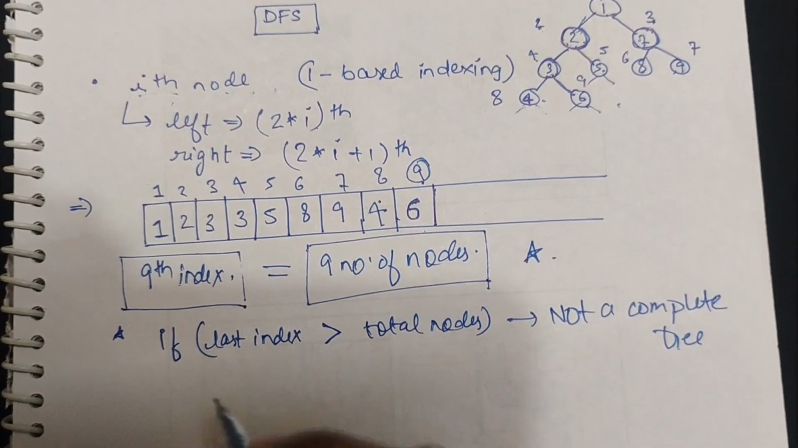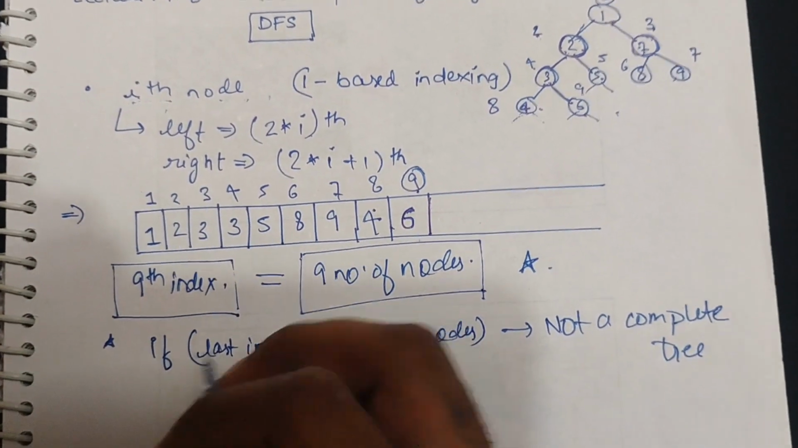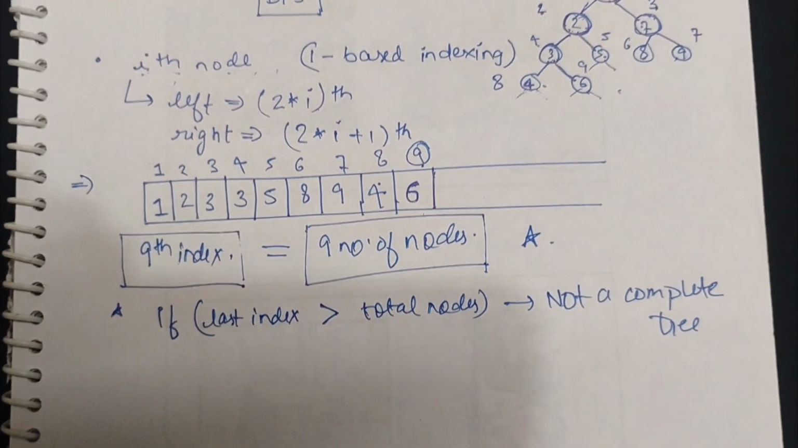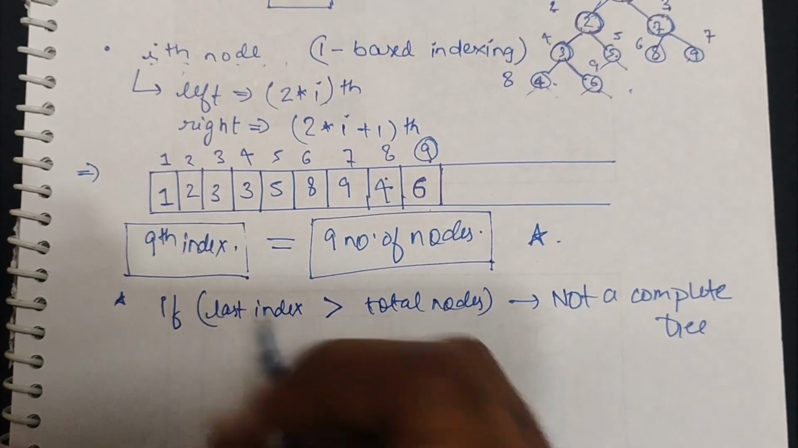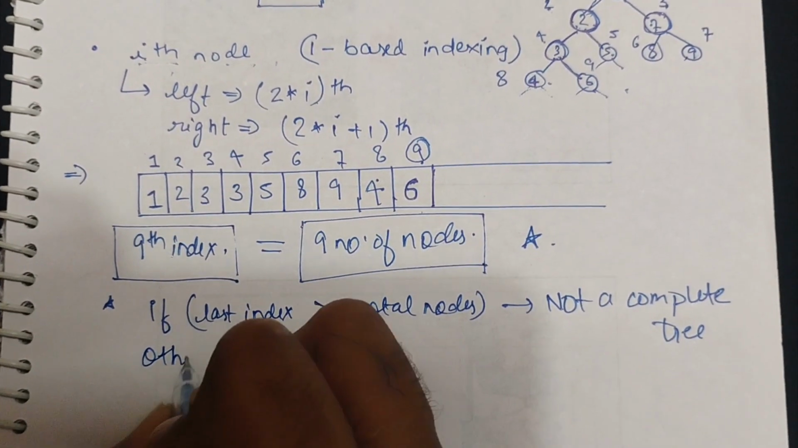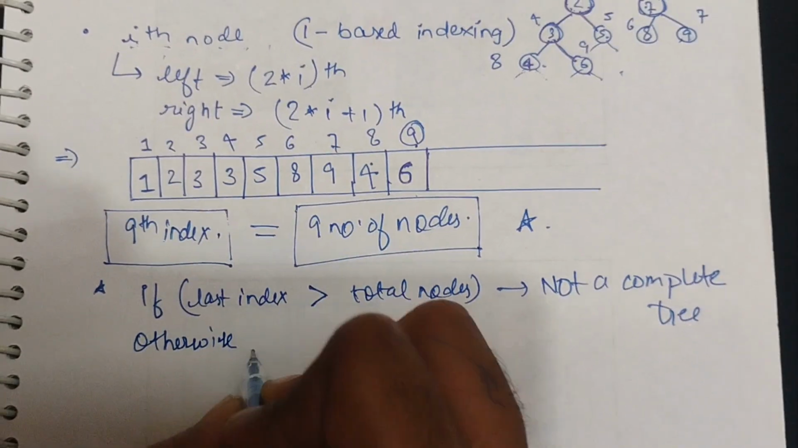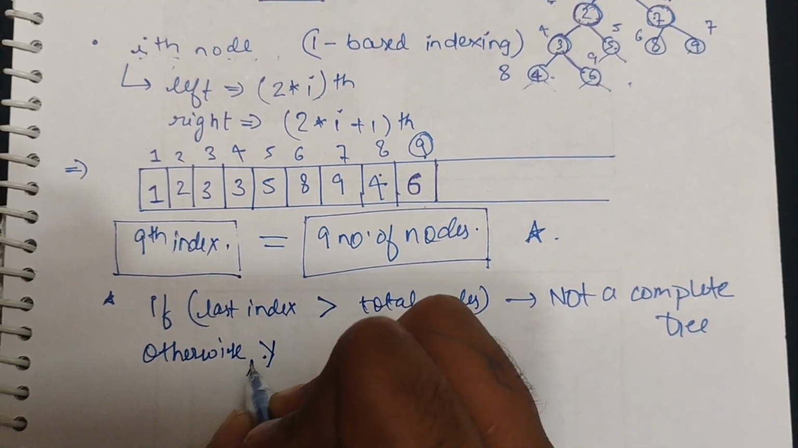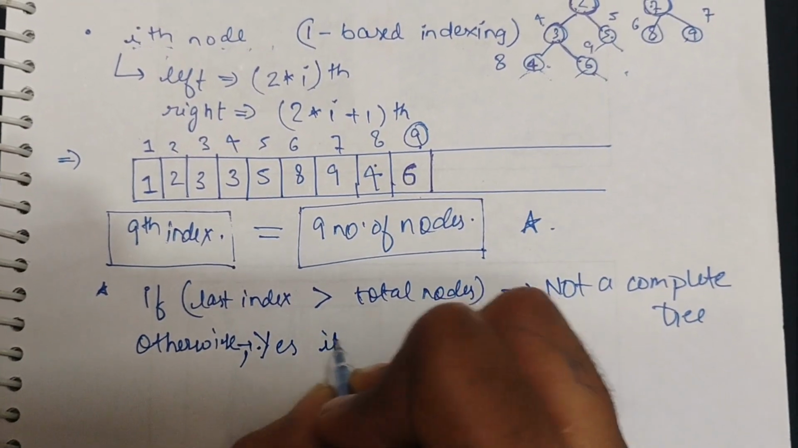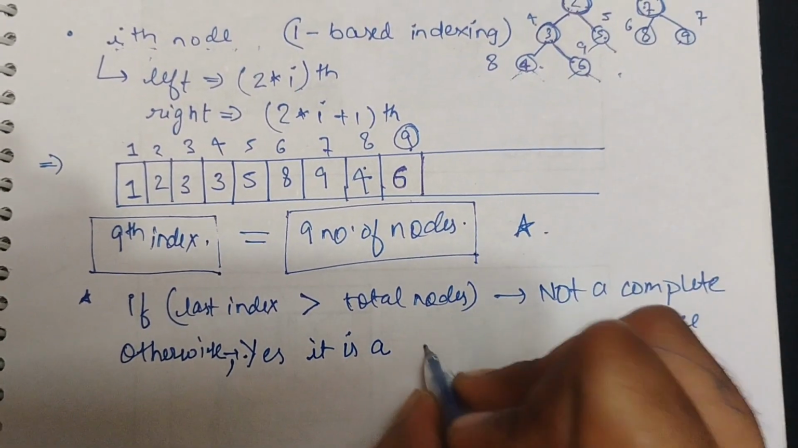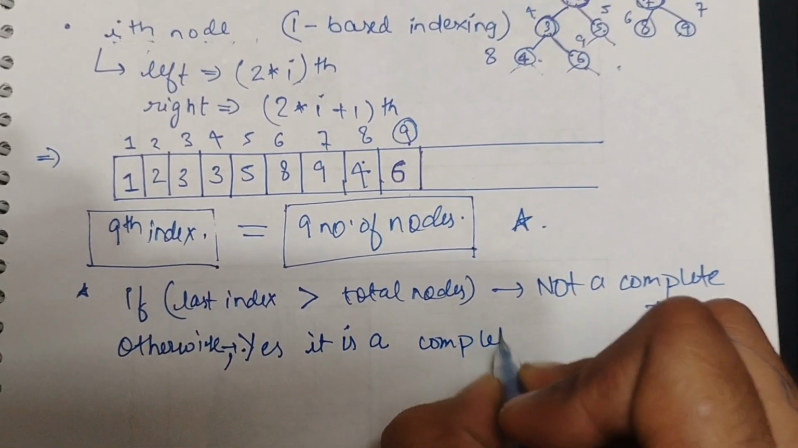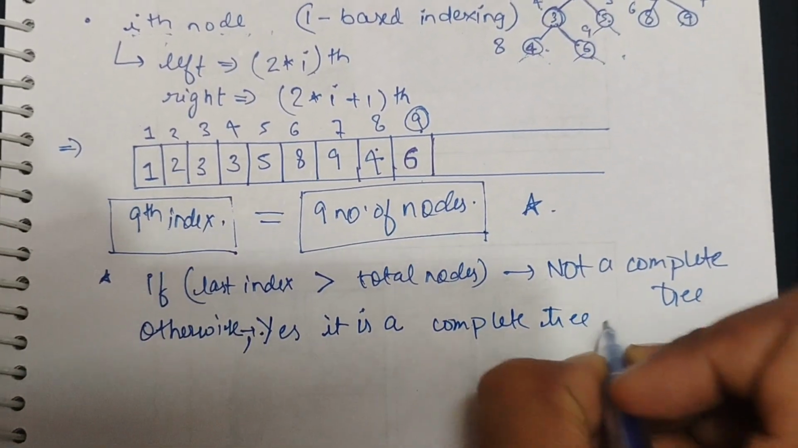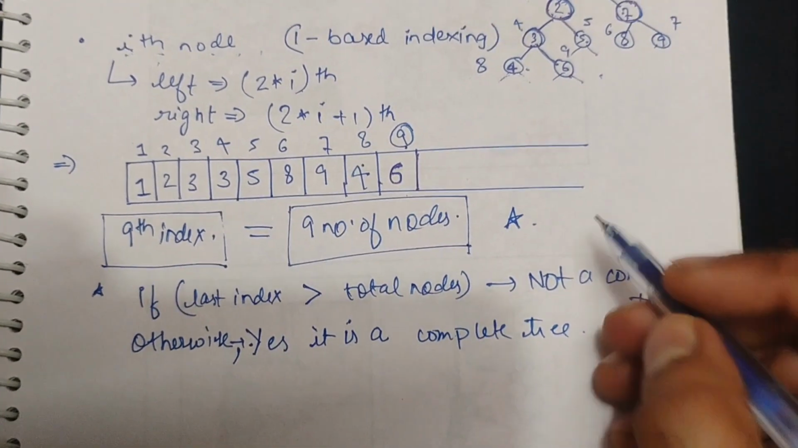Or if it is equal to or even less than, there will be a case less than but not greater than. Otherwise, yes, it is a complete tree. So this is the basic idea.